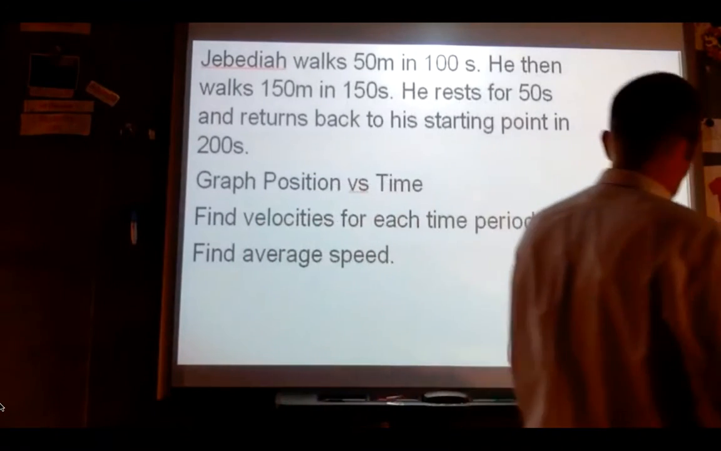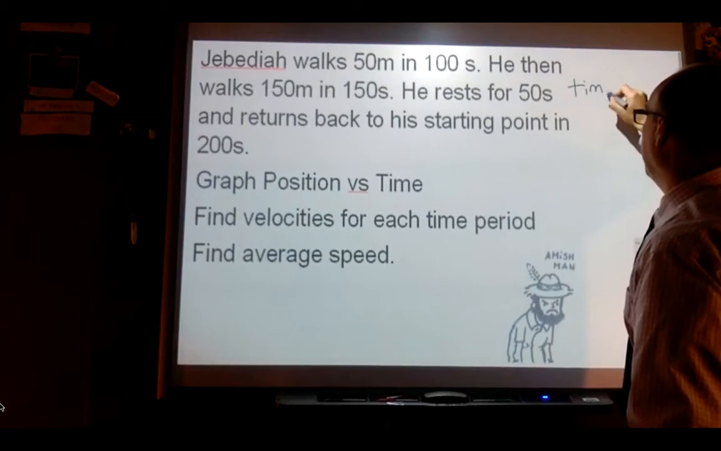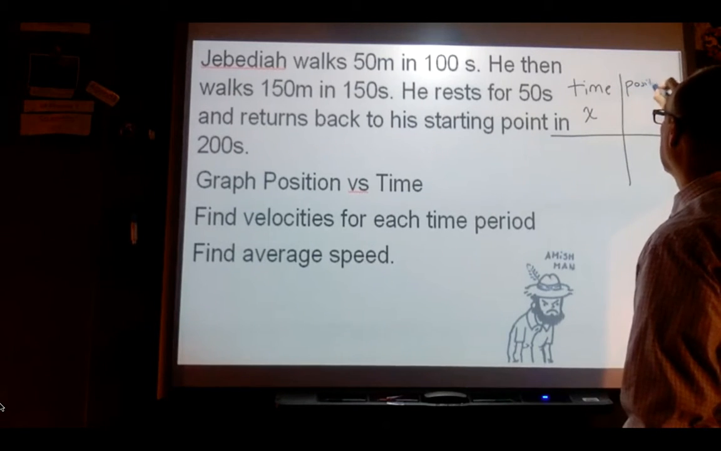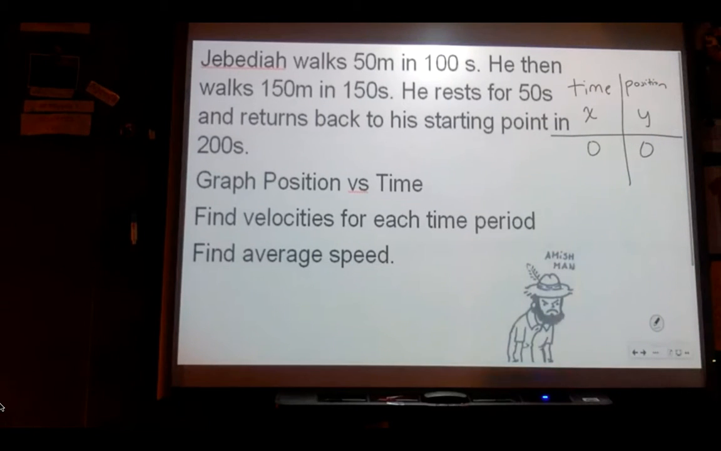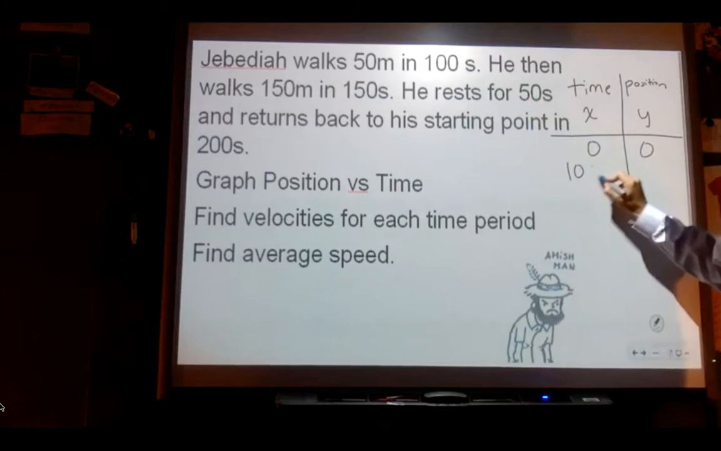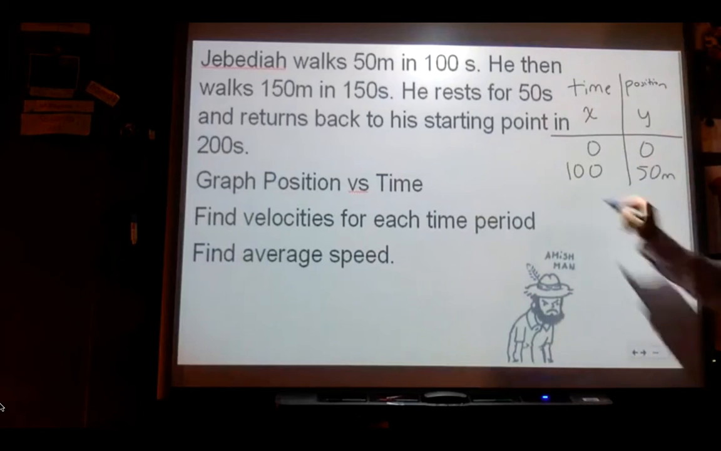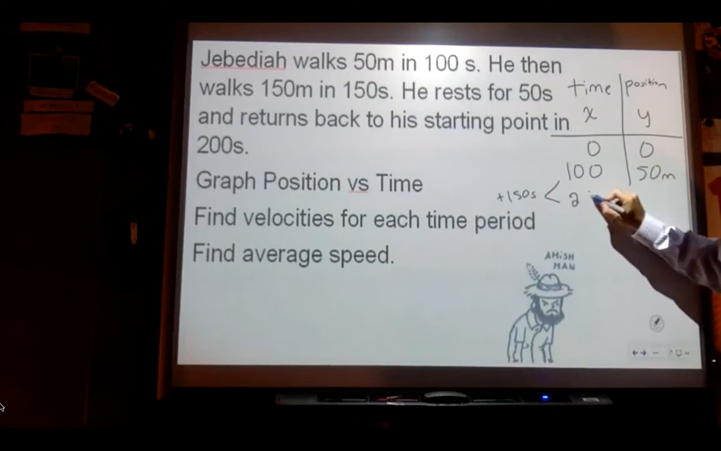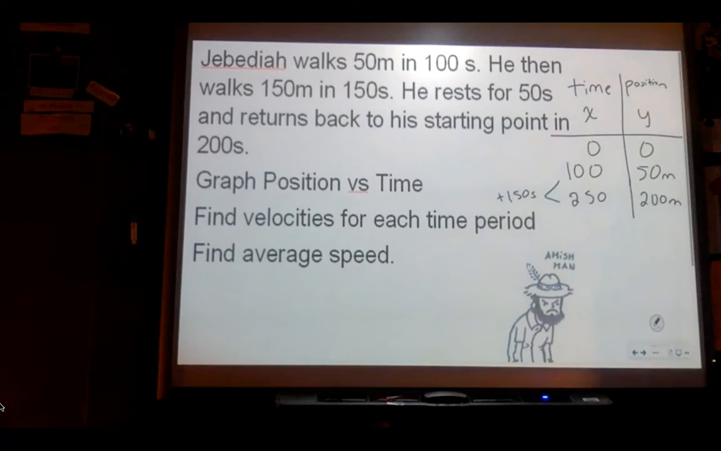Again, we have someone that is walking. I'm going to put down my ordered pairs. I'm going to have time on the x-axis and position on the y. I'm going to start at 0, 0. In the first 100 seconds, he's going to end up at 50 meters. Then, in the next 150 seconds, so I add 150 seconds to 100 and get to 250 seconds, he's going to be at 200 meters. So I added 150 meters to this value.